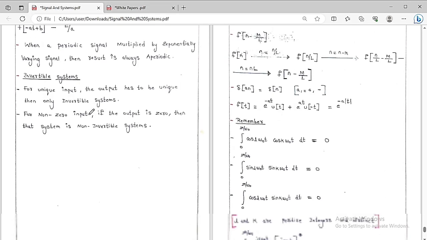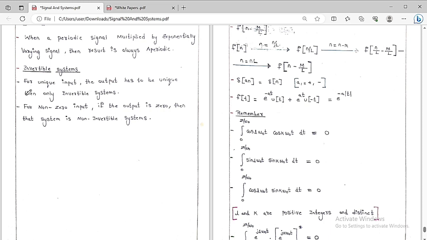The next point is invertible systems. For a unique input, the output has to be unique. Then only it is an invertible system. I already told you the meaning of invertible systems. For every unique output, you should get a unique input. Then only the given system is said to be an invertible system.